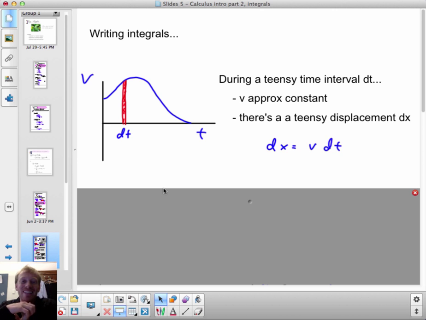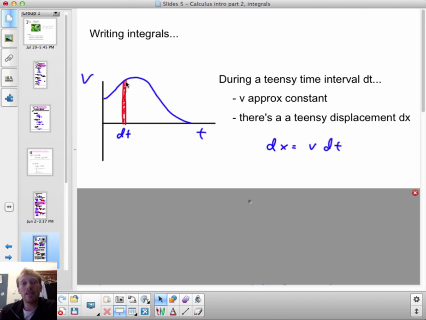If you recall, I had said during that last presentation that when we take the limit of something as it approaches 0, so it's just ever so teensy tiny, infinitesimal, then instead of using delta, we use the English letter d. So if we have this sort of curvy velocity as a function of time, then let's check this out. During a teensy time interval dt, you can see that the velocity doesn't change very much during that tiny time interval. And there's a teensy displacement, delta x, represented by that red rectangle.